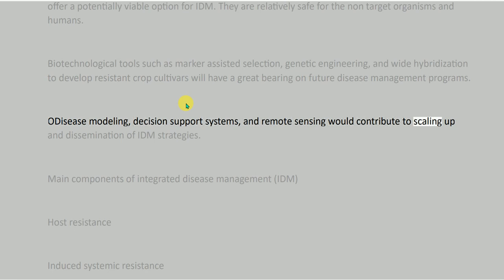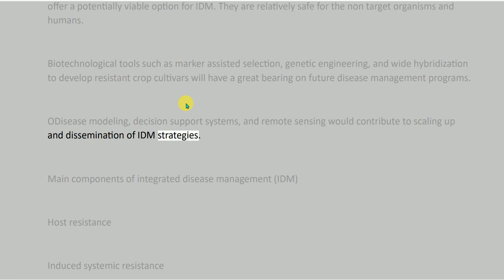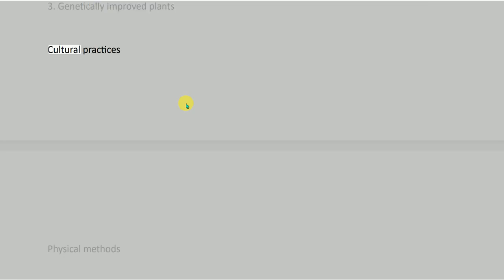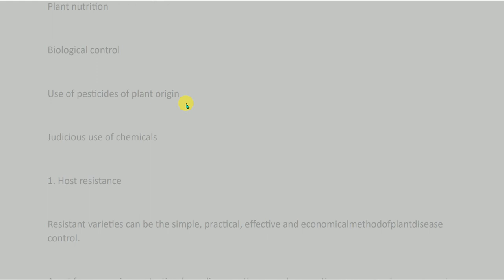Main components of integrated disease management, IDM. Host resistance. Induced systemic resistance. Genetically improved plants. Cultural practices. Physical methods. Plant nutrition. Biological control. Use of pesticides of plant origin. Judicious use of chemicals.